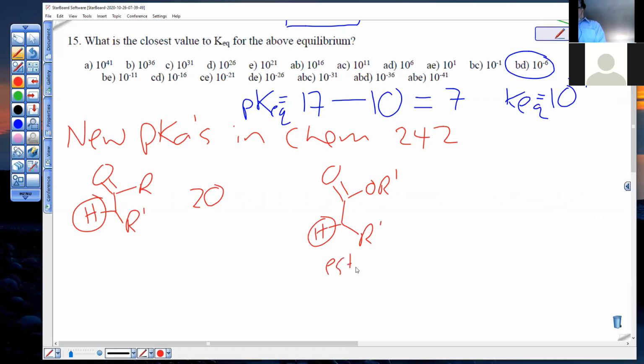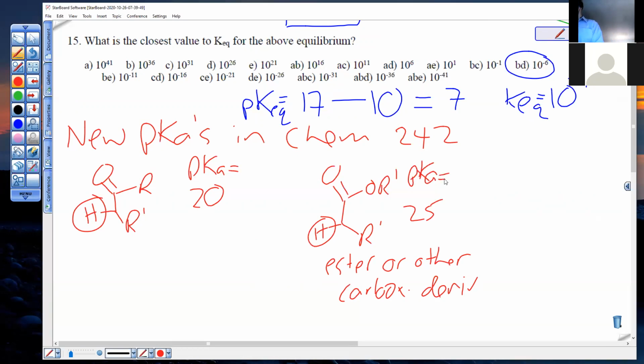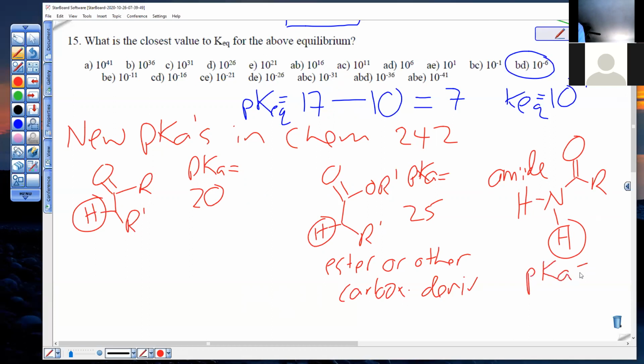this ester or other carboxylic derivative, was 25. There was a competitive interference with the resonance. We had amides. Amide, umlaut on an I. Don't see that every day. pKa equals 17.